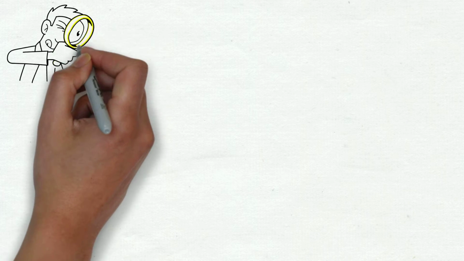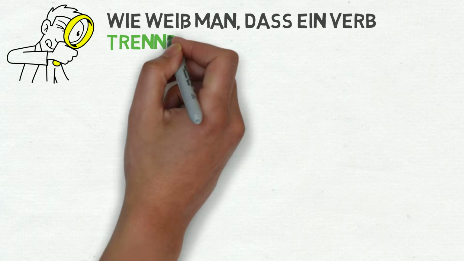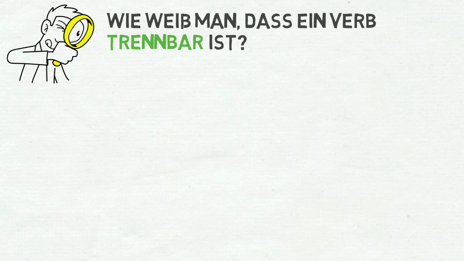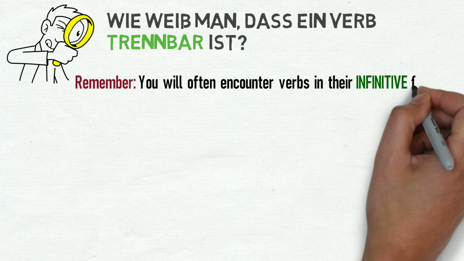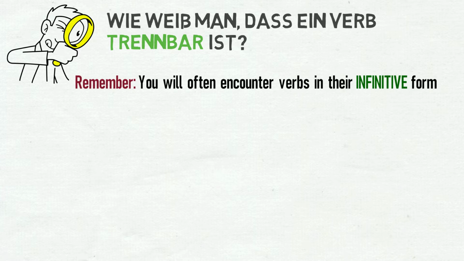First of all, let's have a look at how to identify a separable verb. The first thing to remember when you encounter a new verb is that you will more than likely find it in its infinitive form. This is the dictionary form which has not yet been changed to fit the user's purpose. Have a look at these infinitives.